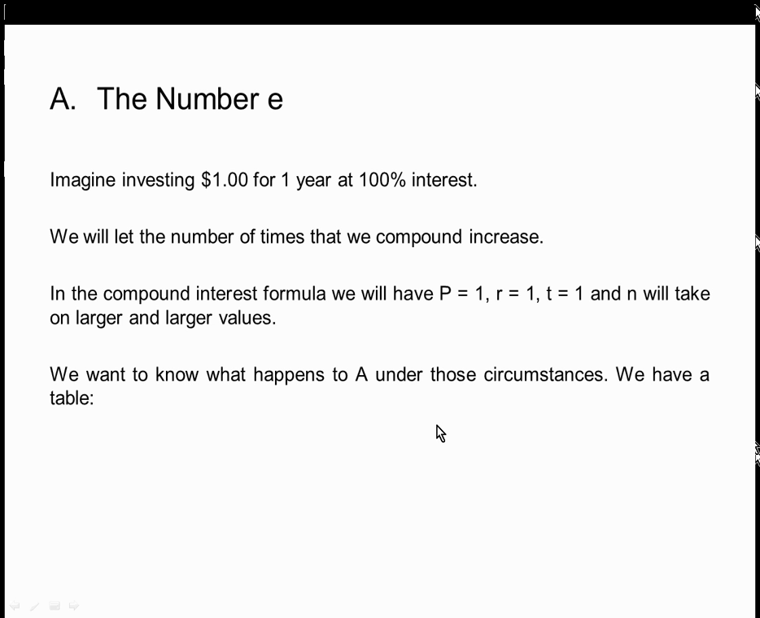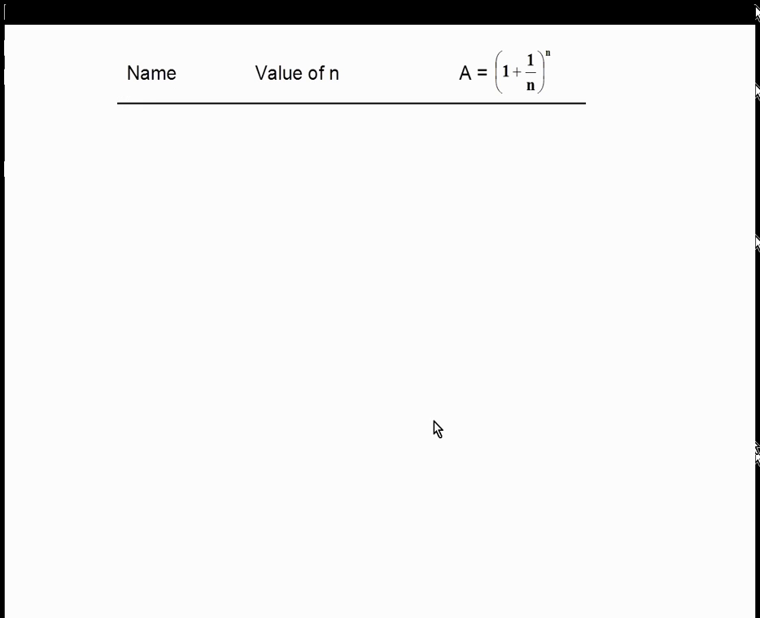Now, the first few actually are exact. So the name, the value of N, and what happens to the amount, which is A equal to 1 plus 1 over N raised to the N power, because we had $1 invested at 100% interest for 1 year. If we compound it annually, N would be 1. If you do the calculation, you get 2. We could double the money. Semi-annually, N is 2. If you plug in 2 for N, you get exactly $2.25.